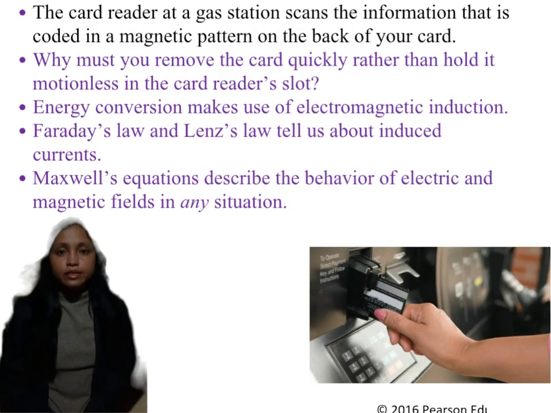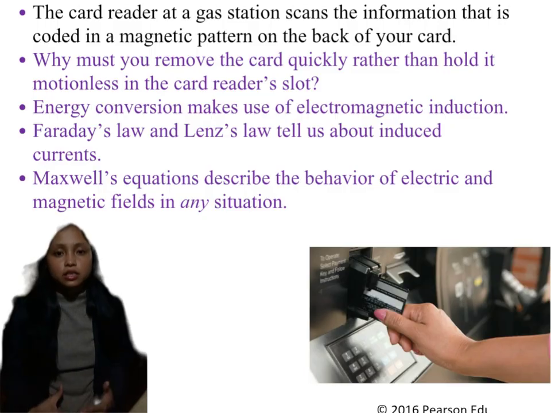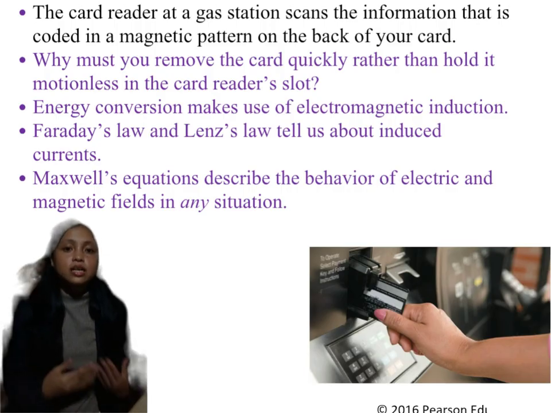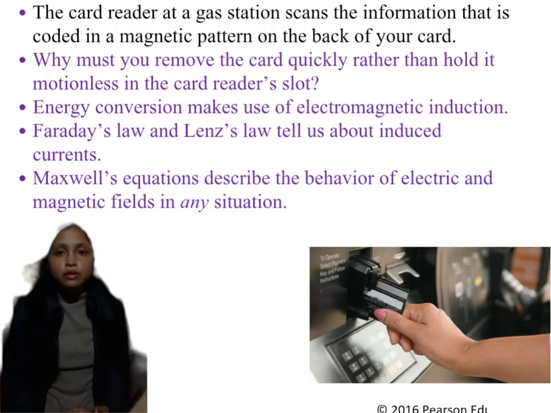Every day, devices rely on electromagnetic induction. For instance, gas station card readers require you to move the card. If the card is not moving, no signal is detected. This shows a key idea: a magnetic field must change to produce an electric current. Energy conversion, especially from mechanical motion to electrical energy, depends on this principle.